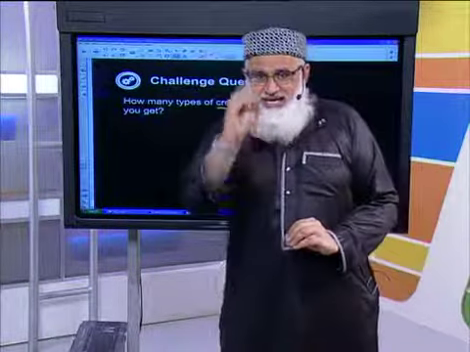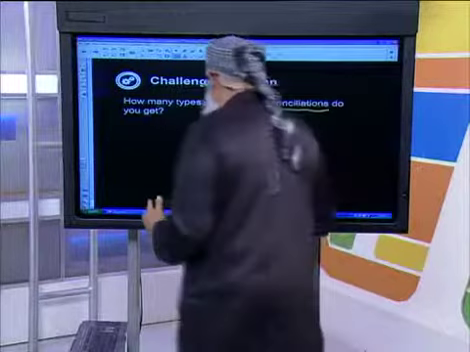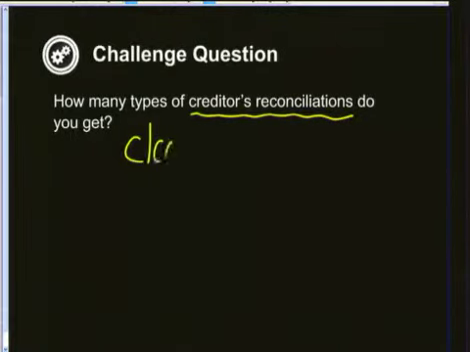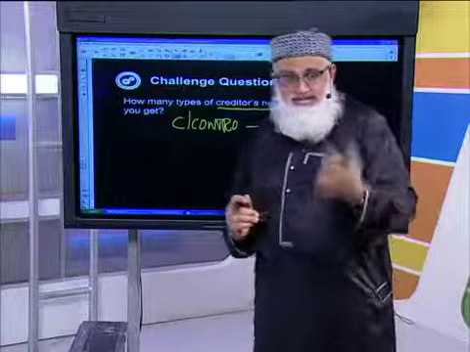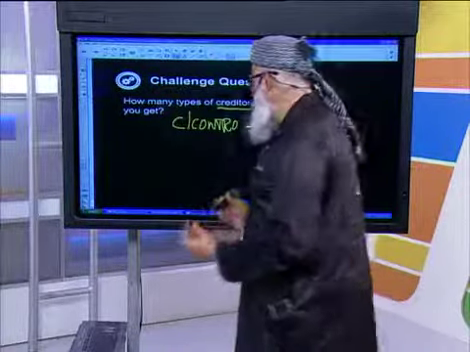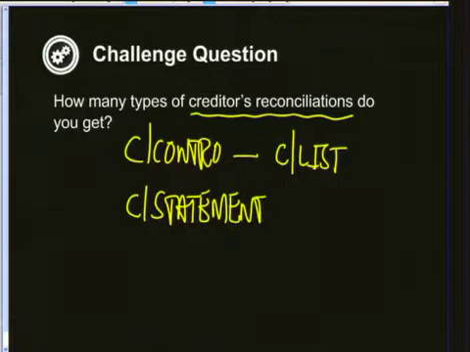Once again, guys, listen carefully. The one is an internal one where we are reconciling the creditor's control account with the creditor's list. Got that? That's internal. That's within our business. Why? Because of the triple entry principle. The second one is where we reconcile the creditor's statement with the creditor's account as it appears in the creditor's ledger.